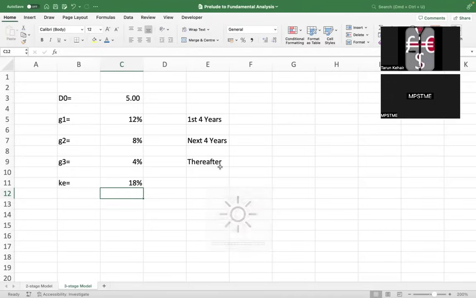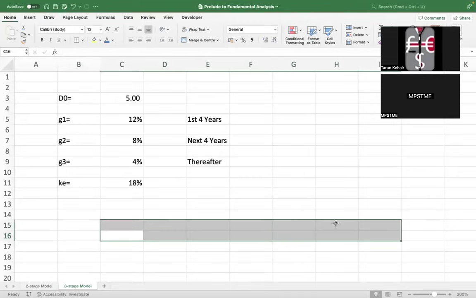Okay, so the last video was around the prelude to fundamental analysis where we did a two-stage model. Now we will be doing a three-stage model. The data that was given was the company has declared a dividend of 5 rupees per share. The growth in the first phase, which is going to last 4 years, the dividend growth is expected to be 12% annual. Next 4 years, 8% annual, and thereafter 4%. And the expected return of the shareholders in this case is 18%.